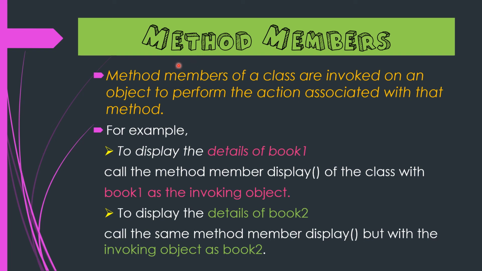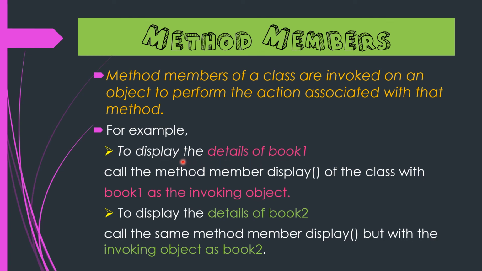Now let us move to the next topic and the last topic of the day, which is method members. First of all, we will be focusing on the example. In first example, we want to display the details of book 1. So for this, we will call the method member display of the class with book 1 as the invoking object. It means that whenever we are calling any method member, then we require an invoking object. Invoking means calling. So for calling method member, we require a calling object, and here we want to display the details of book 1.